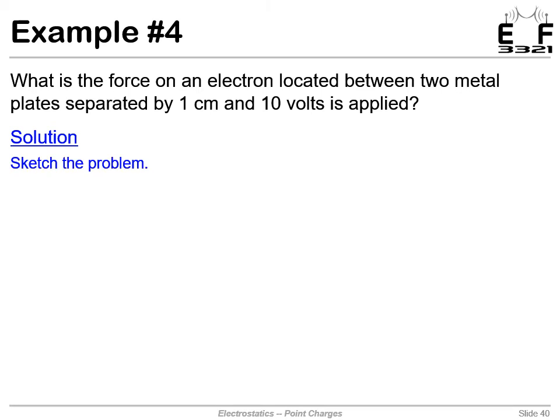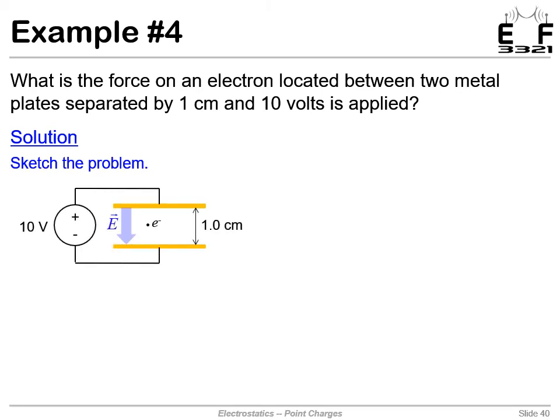So the first thing is to sketch the problem. In this case, we have our two parallel plates, so a top plate, a bottom plate. We are applying 10 volts to those plates. Here's our electron. The plates are separated by 1 centimeter. And when we apply a voltage, that establishes an electric field between those plates. In fact, it establishes a uniform electric field.